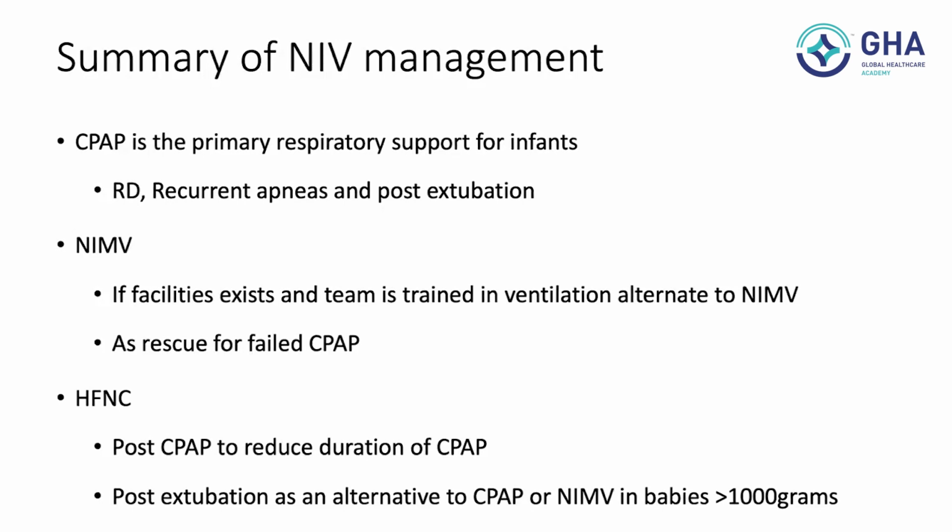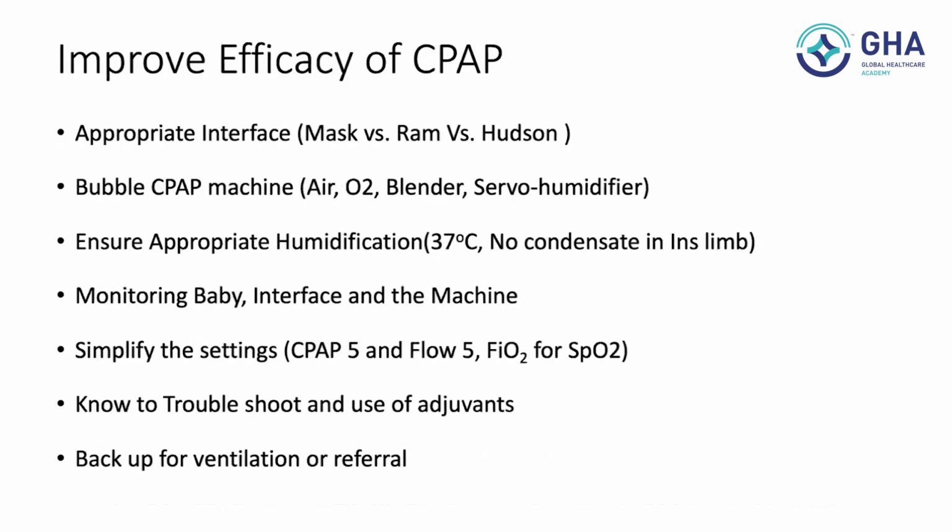Some people use this as a primary mode, but we prefer to give CPAP as a primary mode. HFNC, I don't think should be used as a primary mode. If the babies have significant work of breathing, CPAP is the best, but HFNC can be used as a weaning mode from CPAP in babies more than 1 kg. Less than 1 kg, I would prefer to continue the baby on CPAP till the apneas are settled, till the lung growth has started. What all can we do to improve the efficacy of CPAP?